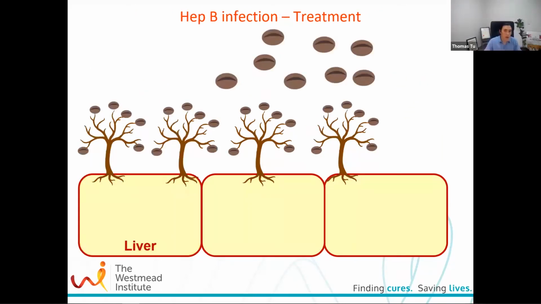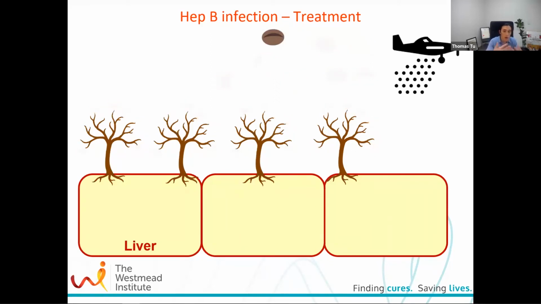So what are some things we can do? We can treat with antiviral drugs. So what this treatment does is stop the trees from producing more seeds.